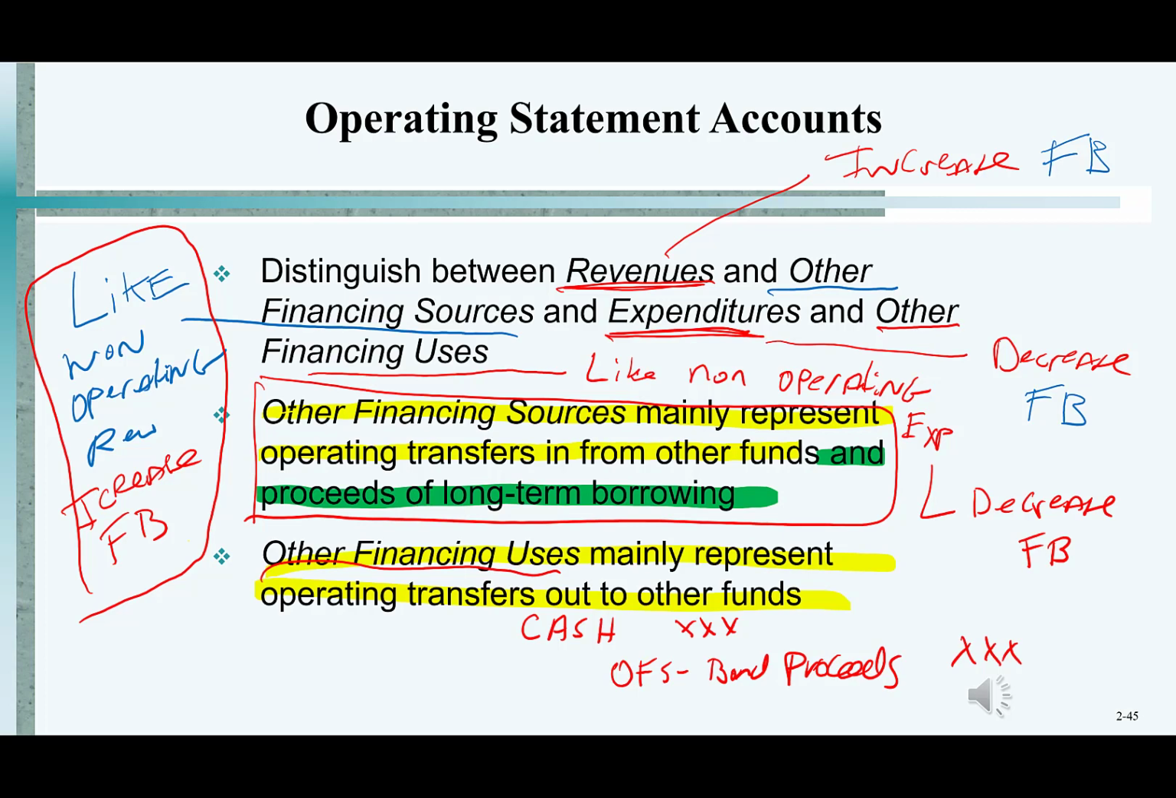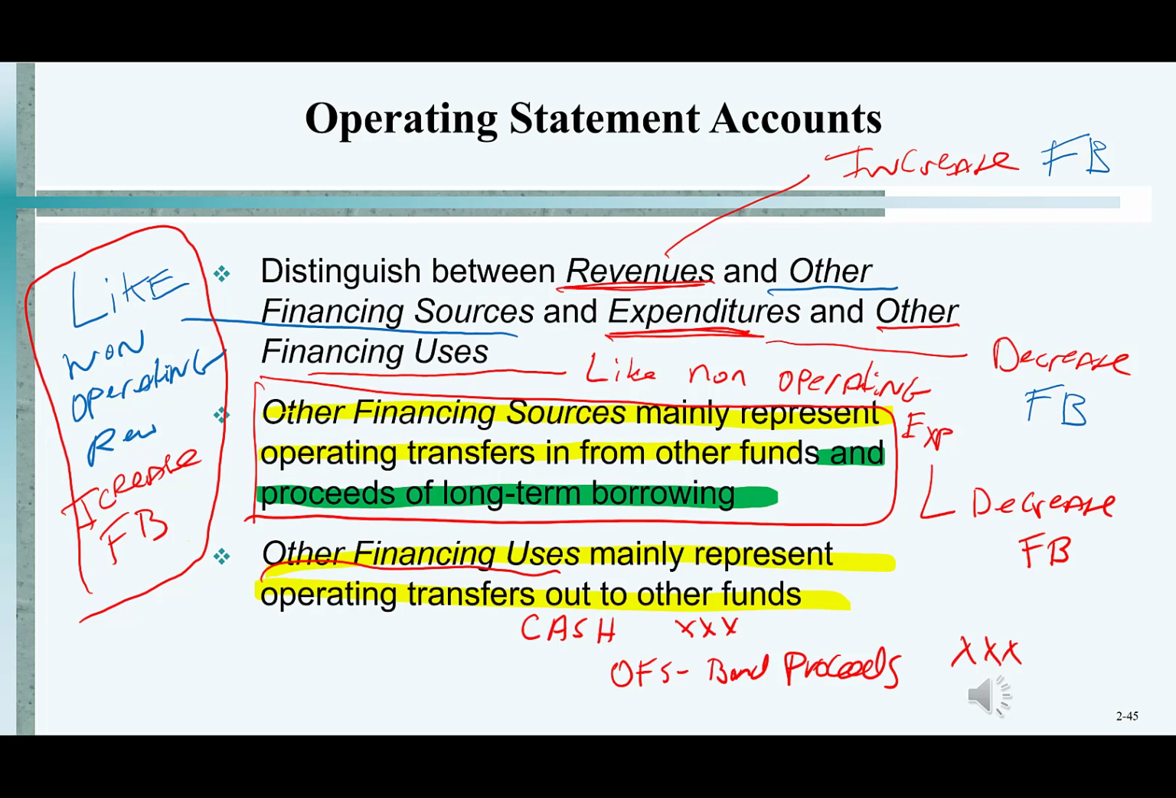With me so far? Okay, now, there are only two other financing sources. Only two transactions that can happen that would be considered another financing source. One is if we issue long-term debt. Do we report a long-term bond payable, for example, on our governmental fund balance sheet? We don't have any long-term items, do we? So what are we going to do if we issue debt? Governments issue debt, don't they? What would we do if we issued bonds or notes?